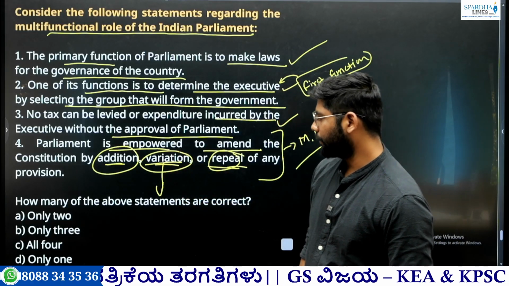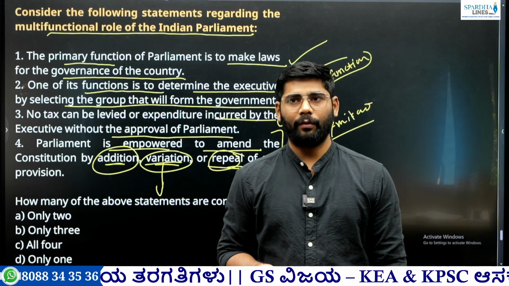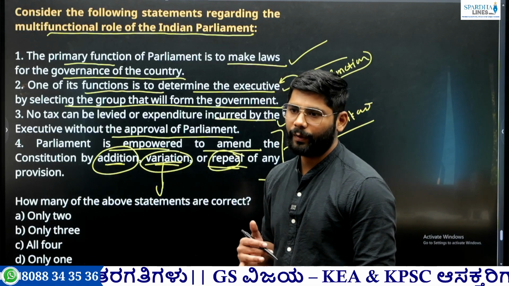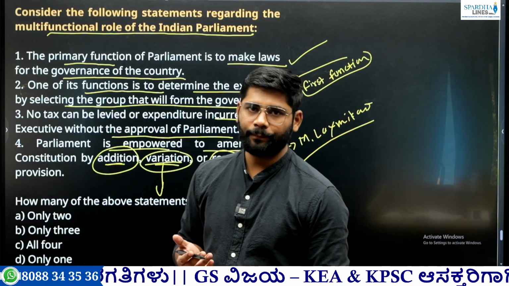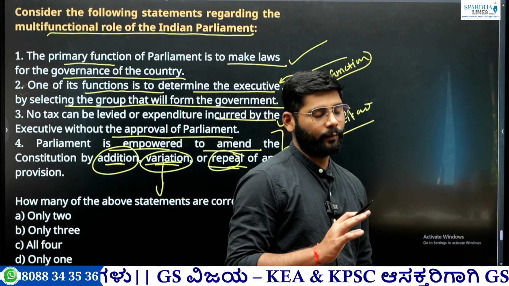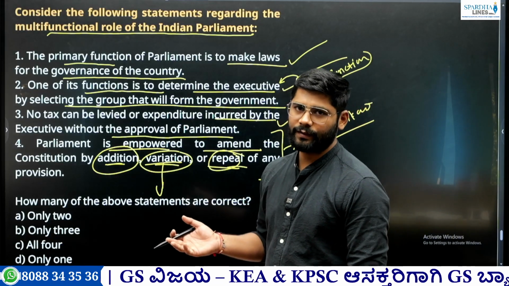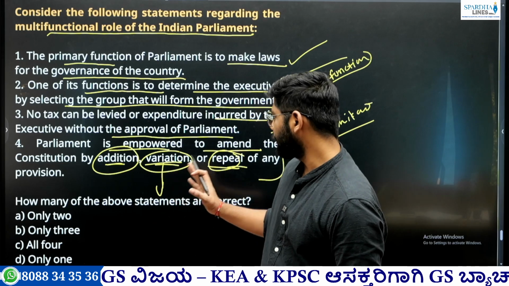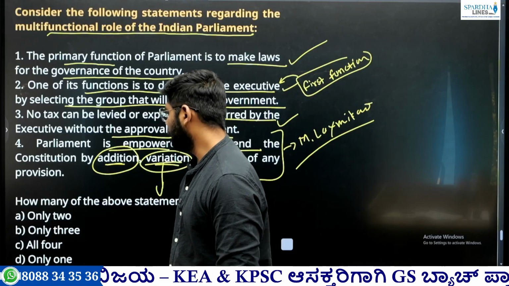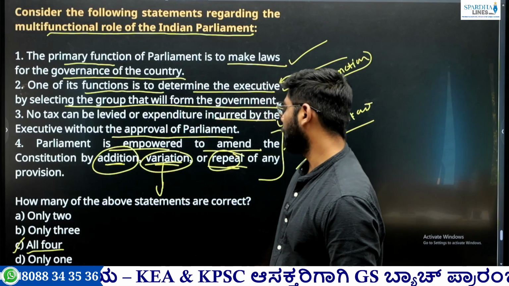So addition means what? They will add certain provisions, for example the second amendment, where they included fundamental duties. Variation means they will change the subject matter. When the right to education came, at that time they changed the subject matter of Article 45. So this is the variation. Repeal means Article 370. So this is the thing: addition, variation, and repeal. So the correct option is here D. Sorry, the correct option is C. All four are correct here.